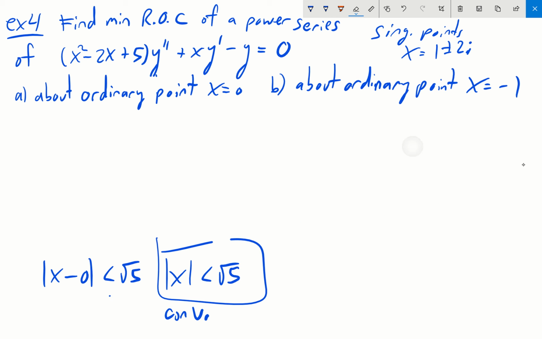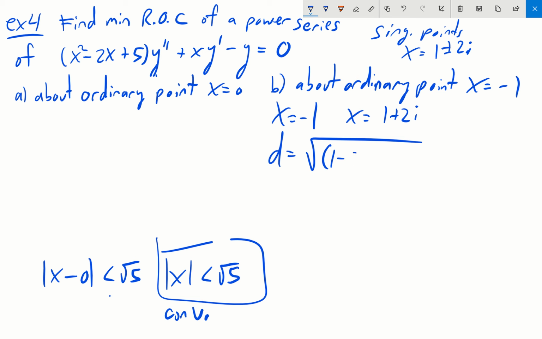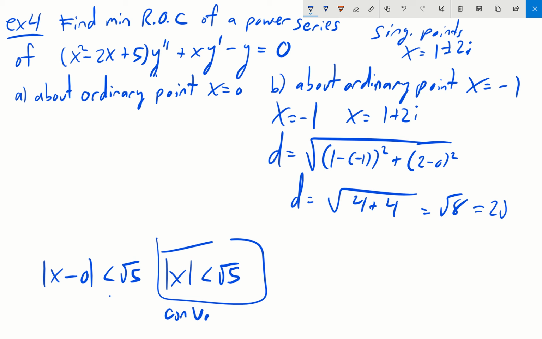So maybe I'll compute the distance between x equals -1, and let's use the same one, x equals 1 plus 2i. The distance between those two numbers is going to be the square root of (1 minus -1) squared plus (2 minus 0) squared. This is going to be 2 squared is 4. 2 squared is again 4. So we get the square root of 8, which you could break down to 2 radical 2.